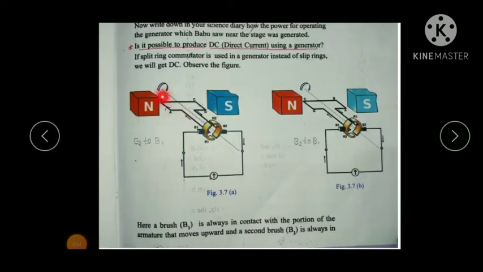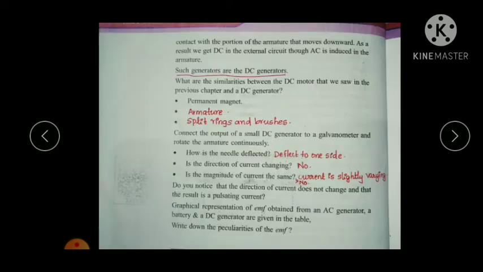So in the armature coil, alternating current is induced, while in the external circuit this split ring commutator converts it into direct current. What are the similarities between DC motor that we saw in the previous chapter and DC generator? In the second chapter we saw DC motor, while in the third chapter this is DC generator. Then what are the similarities between DC motor and DC generator?